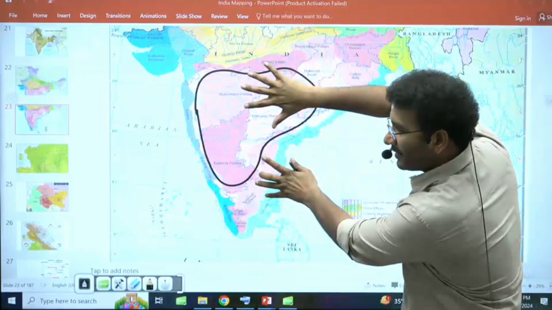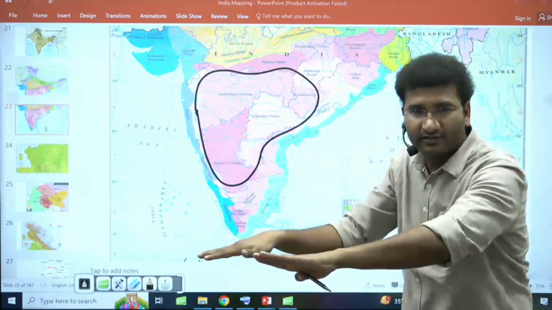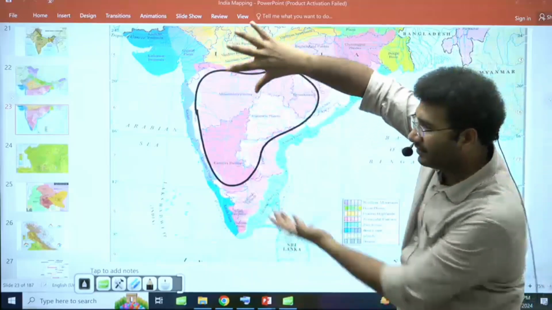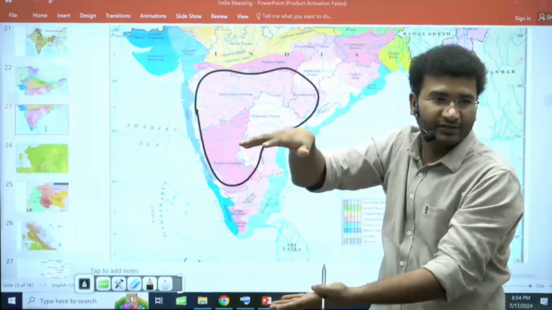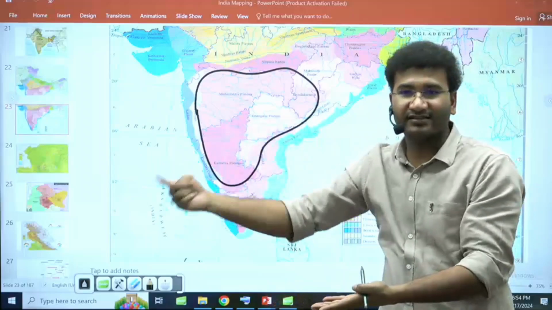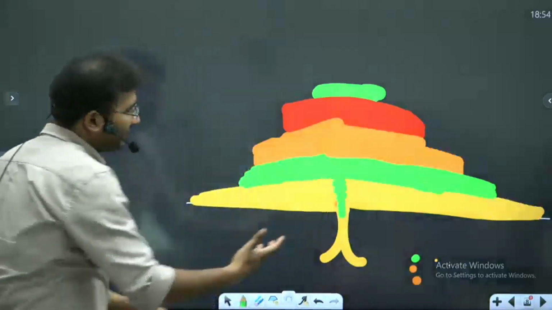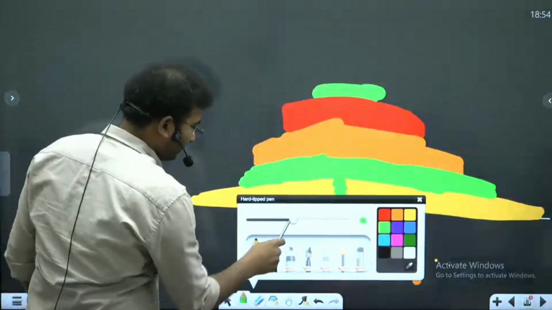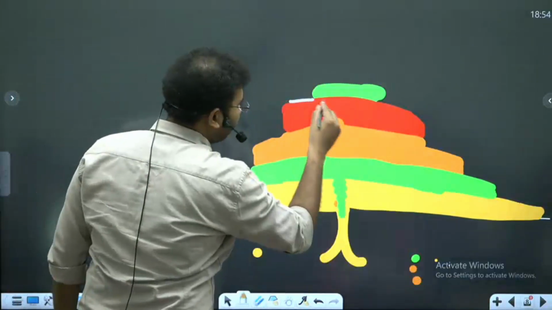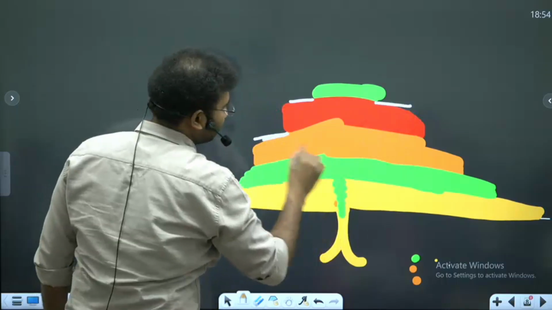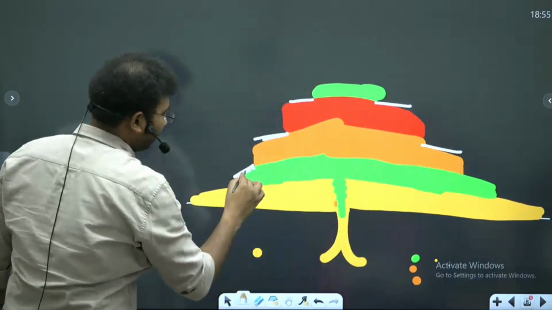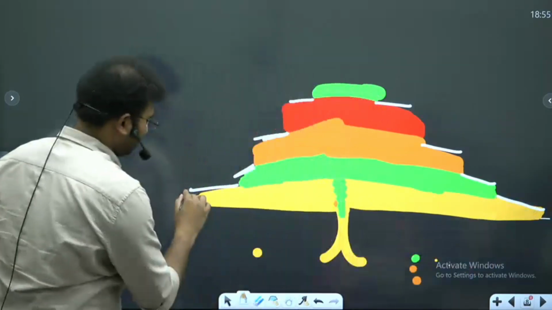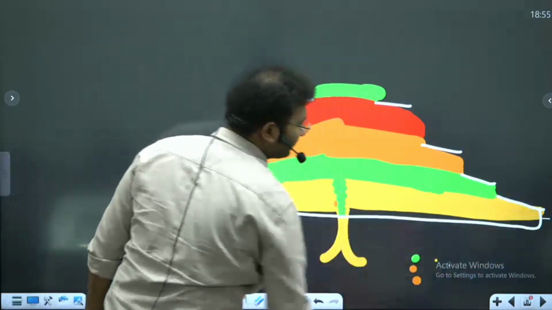Now let me take this plateau and put it into the cross-sectional view. Right? Do you understand the cross-sectional view? Imagine this is the size of the plateau. I've taken this plateau and converted it and I'm showing you here. Your plateau looks like a stepped pattern. That means your plateau looks like this: flat on top and then flat here too, flat land mass, flat land mass, again flat land mass. Like this becomes your Deccan Plateau.